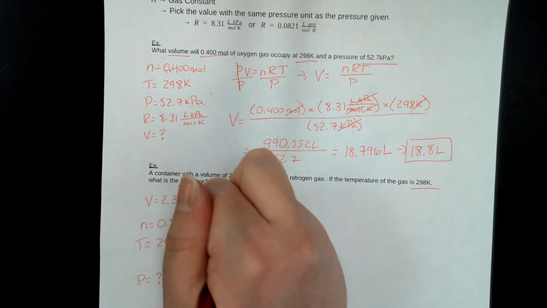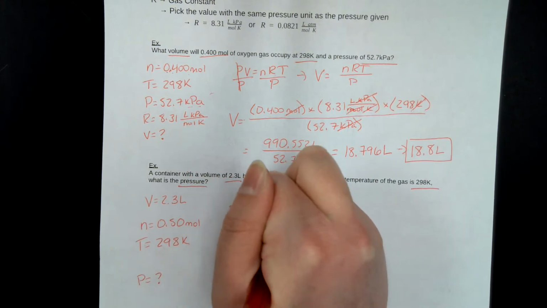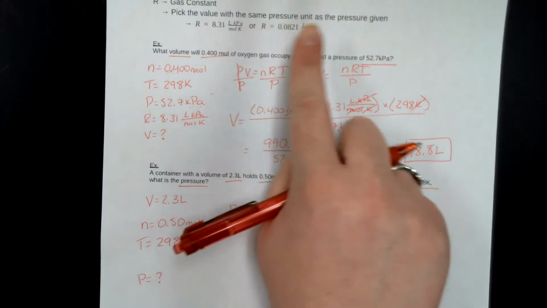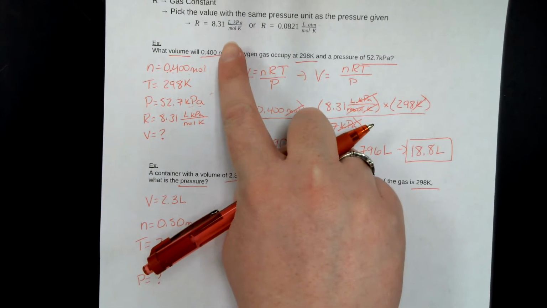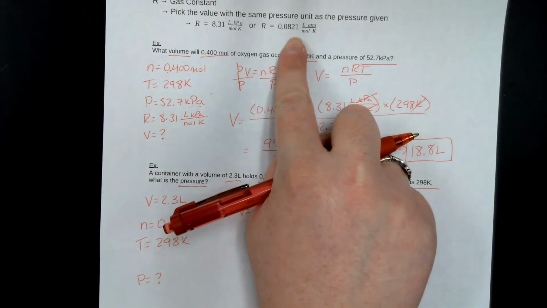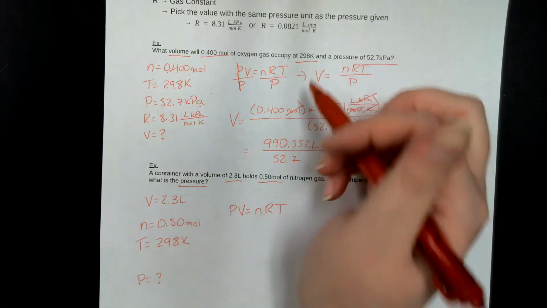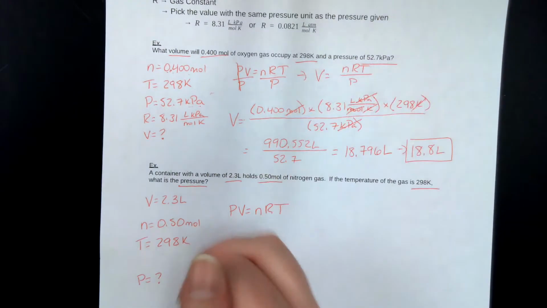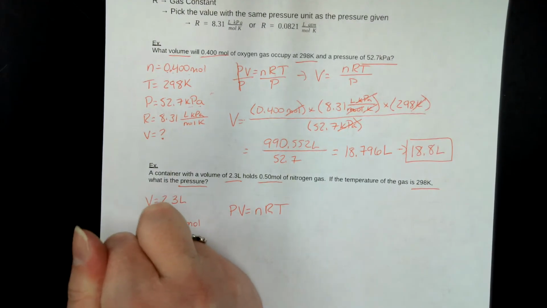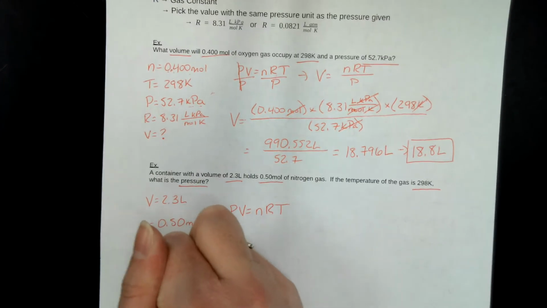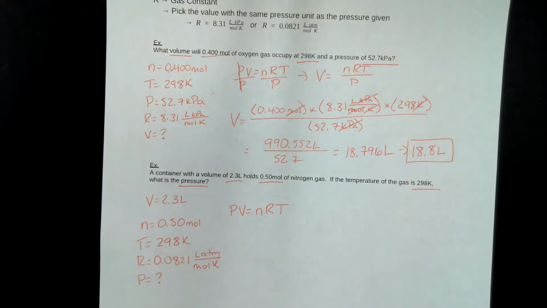Now, we still need to pick an R value before we can calculate. However, since we're solving for pressure, it doesn't matter which R value I choose, but whatever one I choose will tell me what unit my answer will have. So let's pick this one this time. Let's use R is equal to 0.0821 liters atmospheres over mole Kelvin.